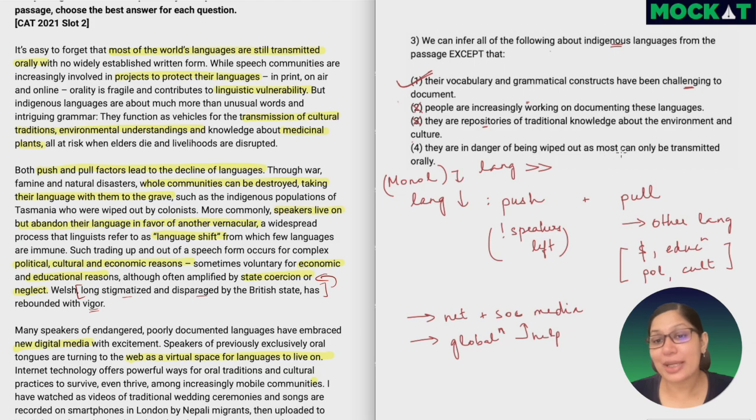They're in danger of being wiped out as most can only be transmitted orally. That is also something which is given. Most of the world's languages are still transmitted orally, and that is something which makes them vulnerable. So we can eliminate this, and this becomes the right answer.